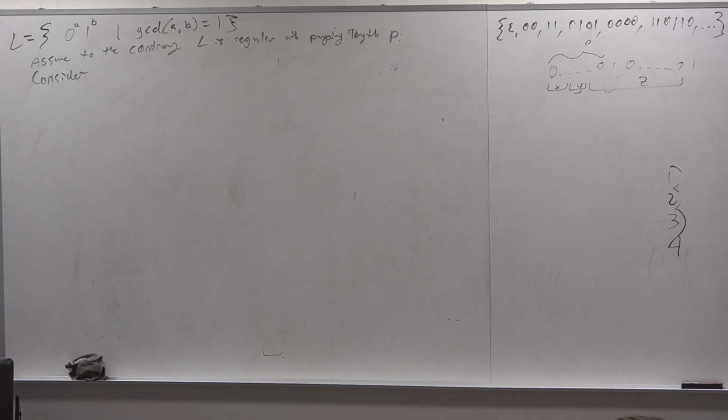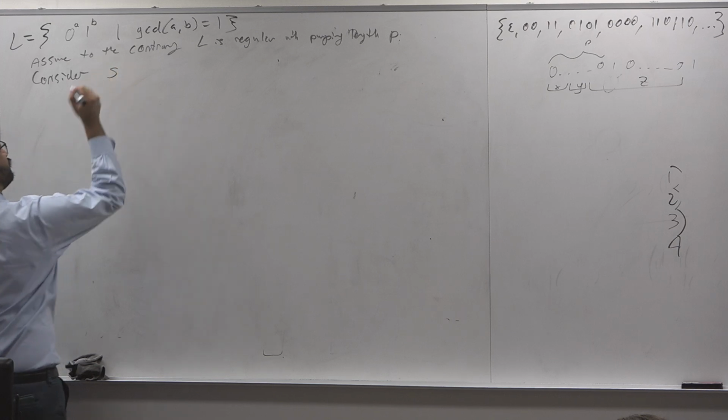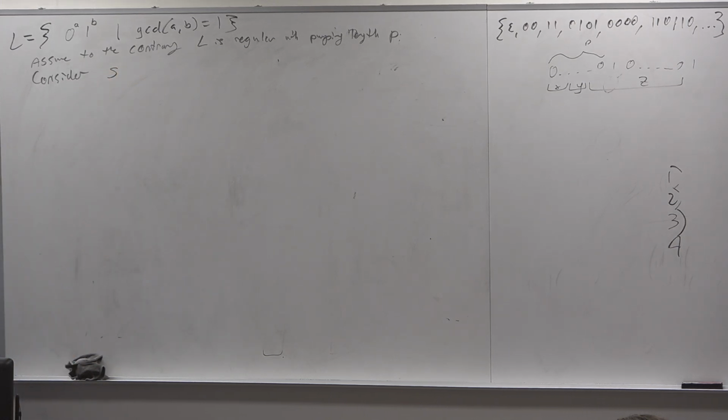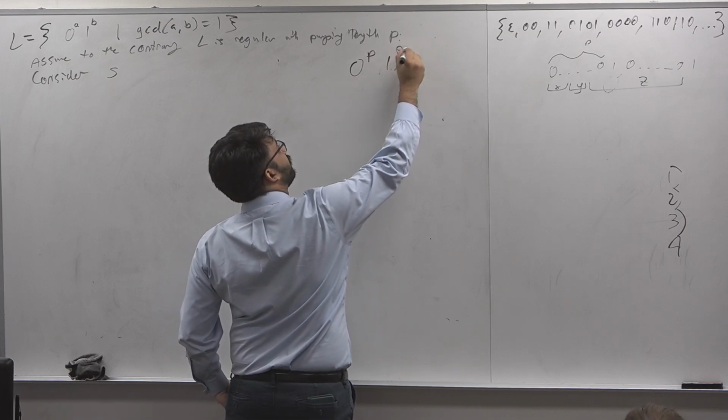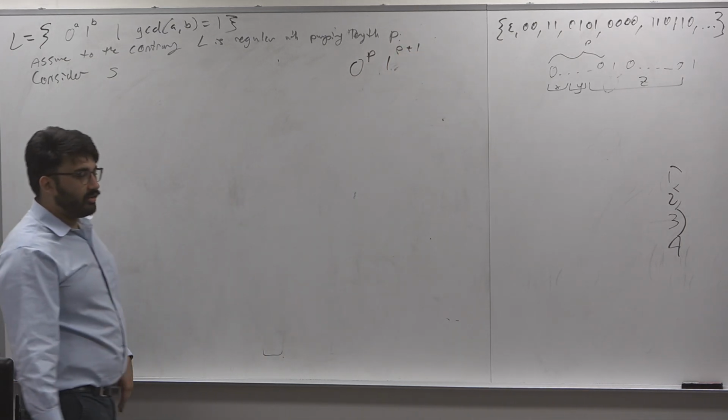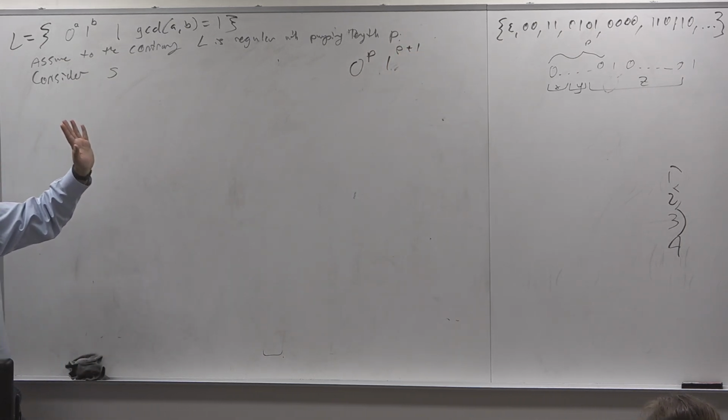Can I do B equals 2? Yes, we'll do that, but we need to first make S. This is the hard part. So what S would work here? 0 to the P, 1 to the P plus 1. Let's try that. 0 to the P, 1 to the P plus 1. We're not doing the proof yet, let's just do some work.